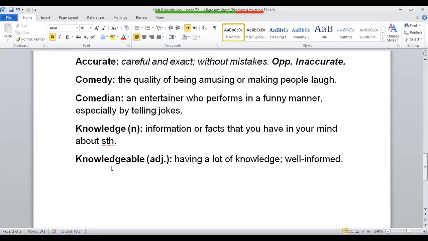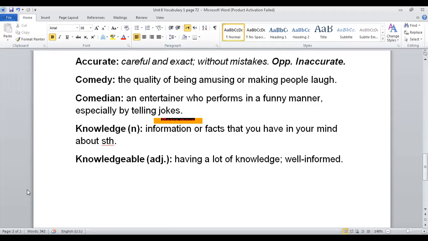Knowledge and knowledgeable. Knowledge is a noun, and knowledgeable is an adjective. The noun here means information or facts that you have in your mind about something. It's called knowledge. But knowledgeable, if you are describing someone who has a lot of knowledge or who is well informed, you can say that this man or this woman is knowledgeable. Having a lot of knowledge or well informed.